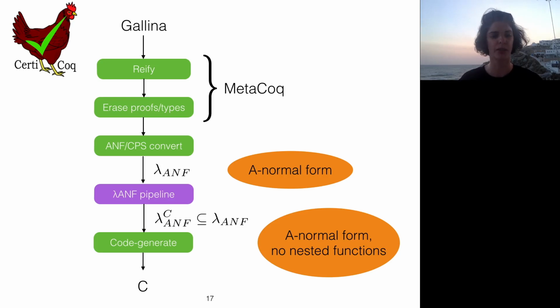Then, after some code simplifications, it translates the code to lambda ANF, CertiCoq's core intermediate representation based on a normal form. It does so either with a direct or a continuation passing style transformation. Then there is a multipass optimizing pipeline that translates the code to lambda ANFC, a subset of the lambda ANF language without nested functions. Lambda ANFC is a low-level representation that does not have closures, and therefore it can be code-generated easily to a first-order low-level language. The CertiCoq backend generates C code that can then be compiled correctly with a CompCert-verified compiler.